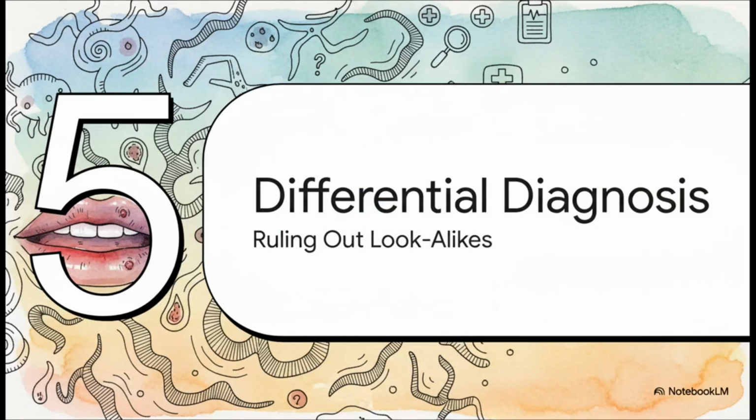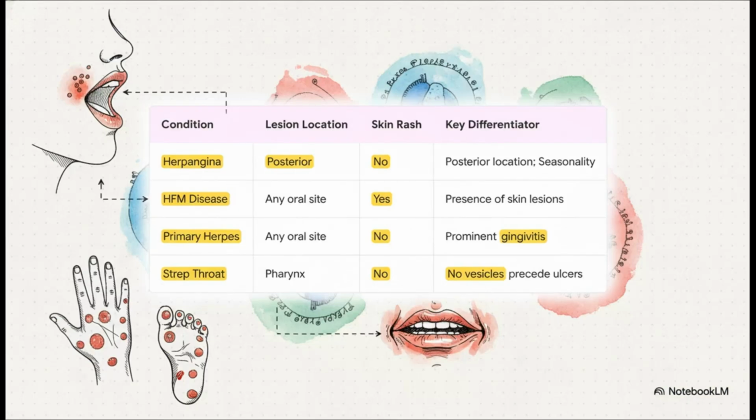And this is where the rubber meets the road. This is where you earn your stripes as a diagnostician, telling Herpangina apart from all the other things that can cause mouth sores in a kid. This is a crucial clinical skill. Okay, let's run through the lookalikes.